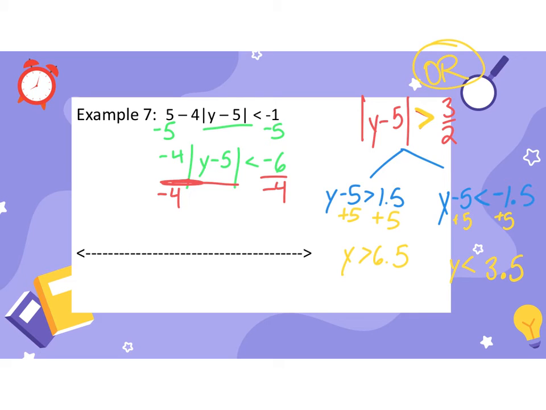Now what we're going to do, same as before, put these on a number line. Which one comes first? 3.5. What do my dots look like? They should be open. Y is greater than 6.5. Y is less than 3.5. And this was an OR. And that's what an OR should look like, right? Got a good gap going. Got 2 lines headed in opposite directions. I feel pretty good about that one.